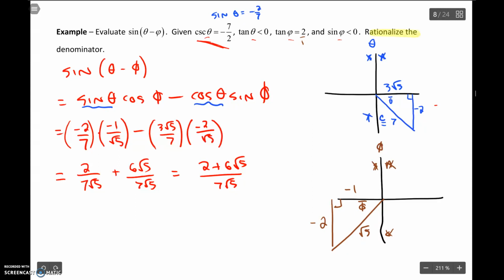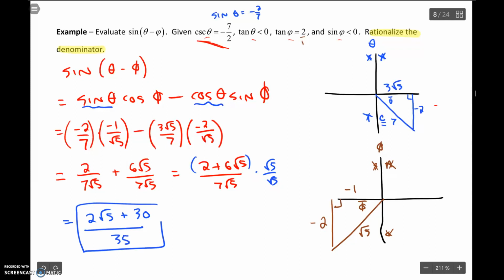And it told me to rationalize the denominator. So let's multiply this thing by square root of 5 over square root of 5. So I get 2 square root of 5 plus 6 square root of 5 times square root of 5 is 5 times 6, that's 30, over, this is 5 times 7 is 35. Oof. There we go. I'm wondering if I can type this into the calculator to test it out.